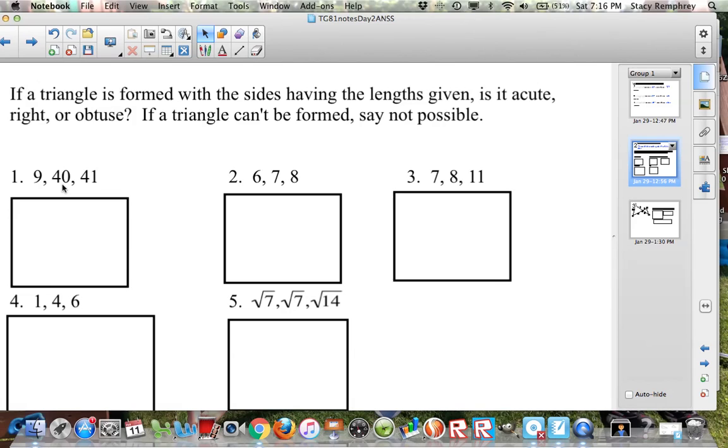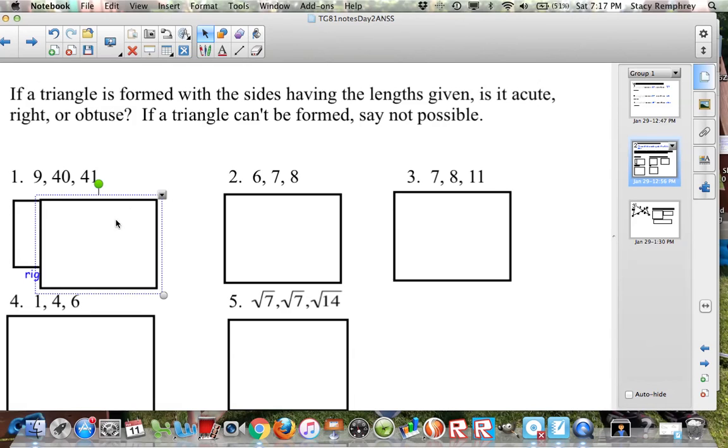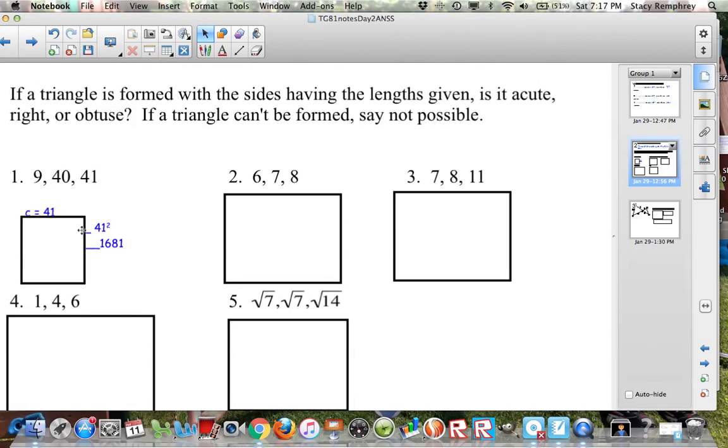Now your next step is to identify your longest side. Okay, your longest side in this one is 41, and that is going to be your C side. Don't always take it as the one listed last being your C side. It's always the biggest number. So if C is 41, I'm going to set that one by itself, the largest one by itself, and I'm going to do the sum of the squares of the other two.